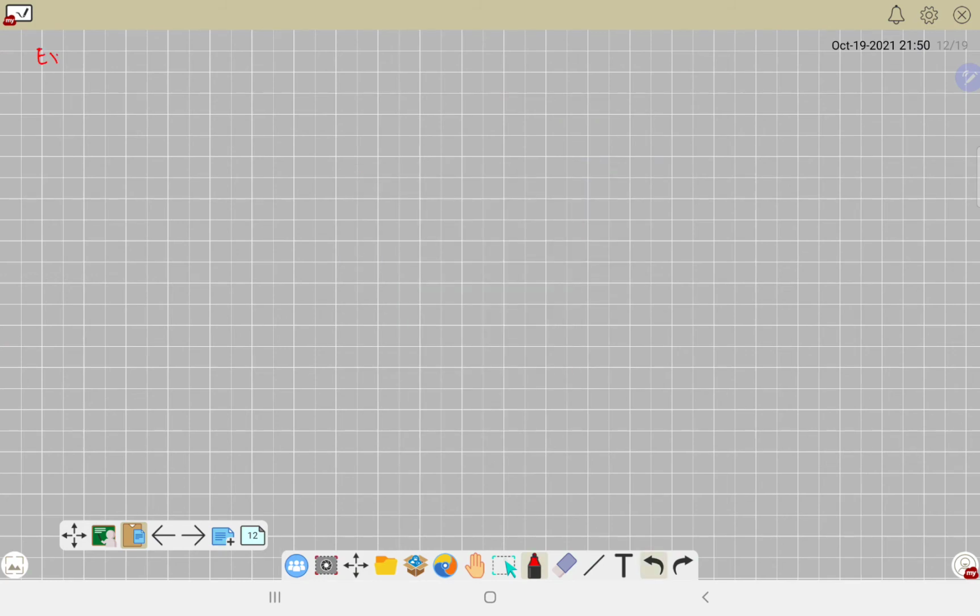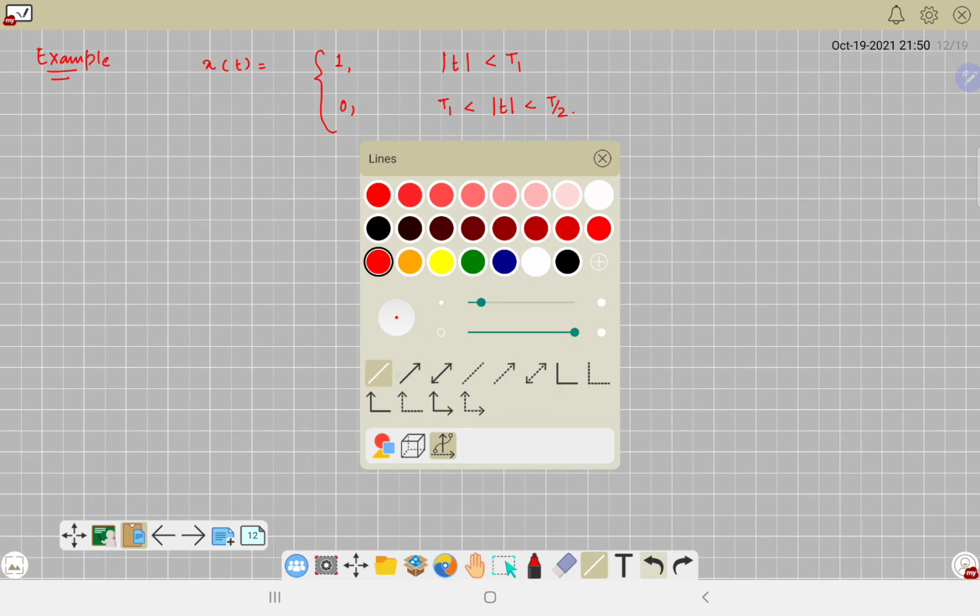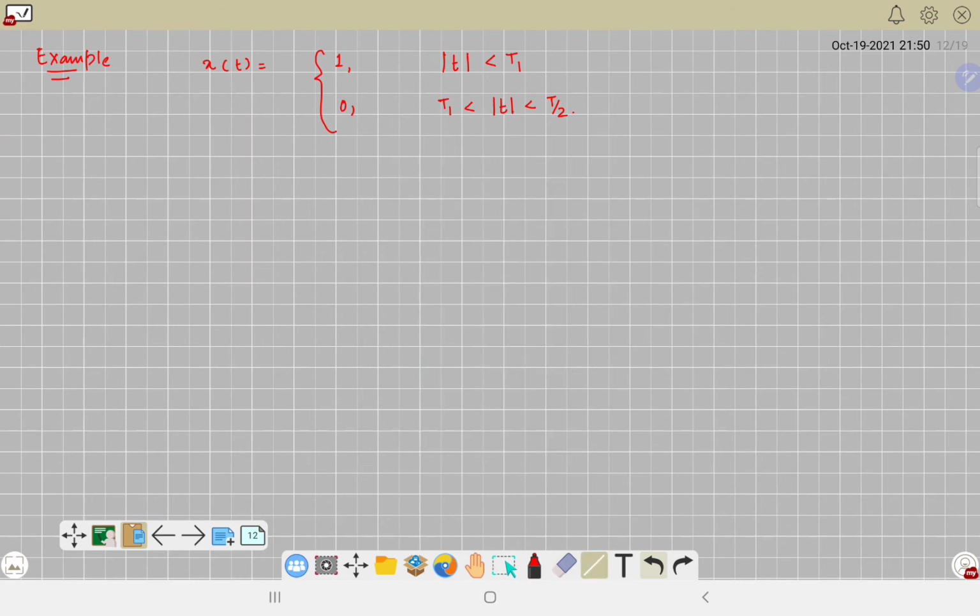We will do the detailed Fourier analysis here. So here I have a square wave, and the square wave is defined as this x of t. It is having a value of 1 for magnitude of t less than t1, and it is having a value of 0 between this range. Okay. So like I always say, you should first try to plot the signal. So let's try to plot this signal first.